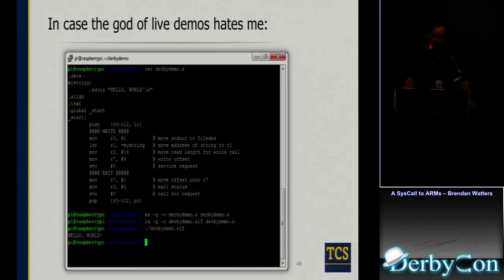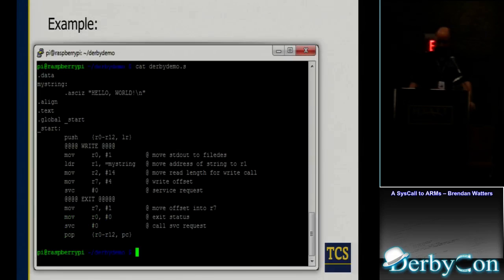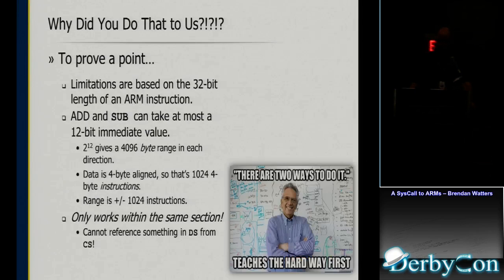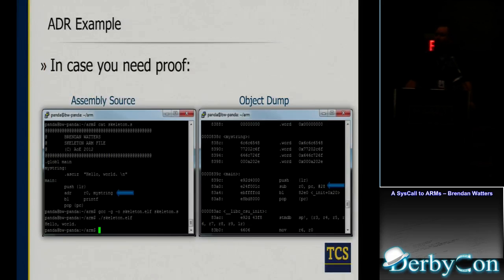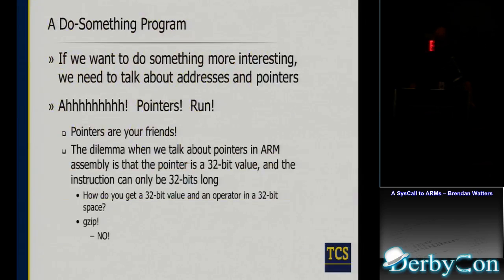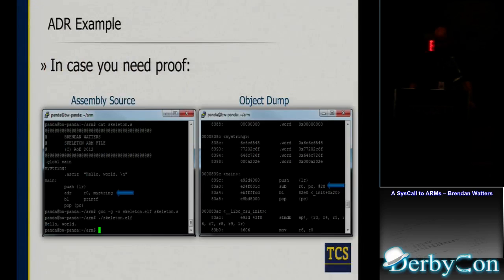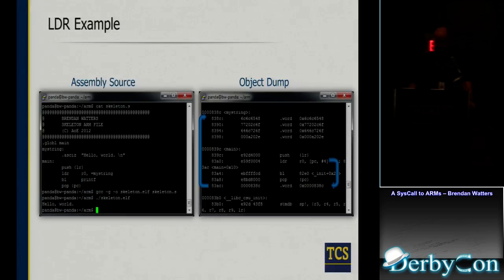What's the LDR call? The only thing the LDR call does is pull a 32-bit value out of memory and dump it into a register. It does that by creating an offset to a location in memory that stores that 32-bit value, and then it references that offset in the instruction so that you can take that 32-bit value and dump it into the register.